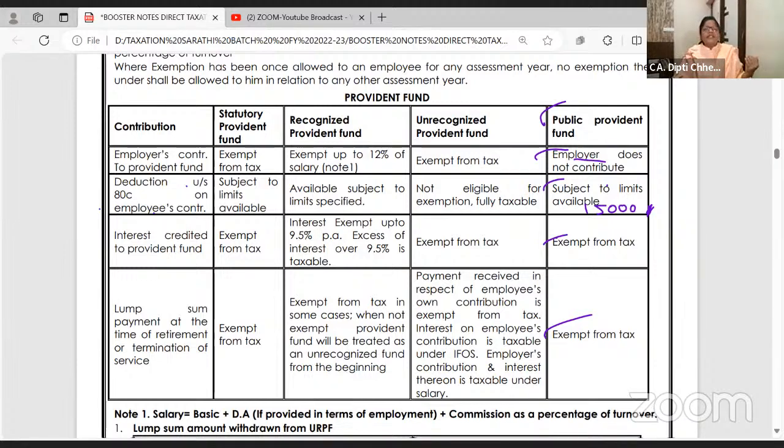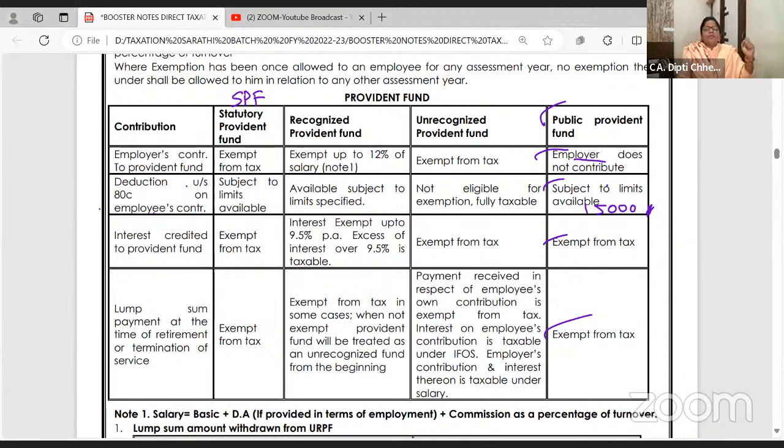So ma'am, why are we doing this in salary? Can the employer put money in PPF? The answer is no. Now, it's a type of PF, so we are doing it. Now, let us take up the Statutory Provident Fund, which is very popularly and briefly known as SPF.